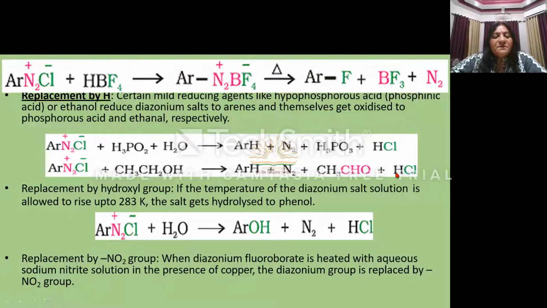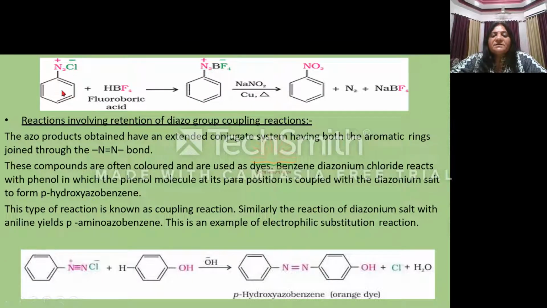We can prepare a number of compounds from this benzene diazonium halide. It is a very important compound. Benzene diazonium chloride undergoes hydrolysis, then it gives phenol. ArOH is phenol. Again nitrogen is liberated here. Now benzene diazonium chloride reacts with fluoroboric acid. It gives an intermediate product, and this in presence of NaNO2 and copper followed by heating gives nitrobenzene. So we can prepare nitrobenzene from benzene diazonium chloride.